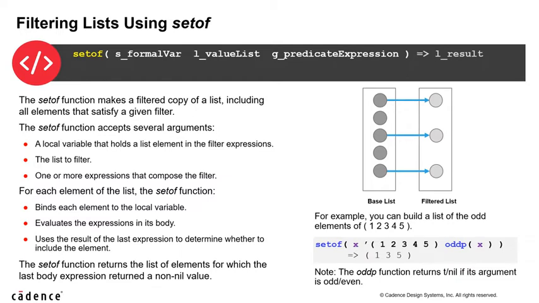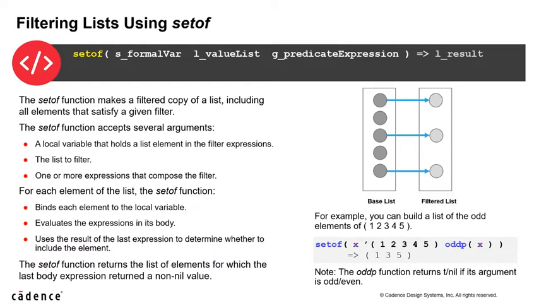Now in this example, we'll just use the oddp function, which will tell us whether or not a given numeric value is odd or not. So in this case, setof x in the list 1, 2, 3, 4, 5, test each element in that list for whether it is odd or not. So oddp of x.